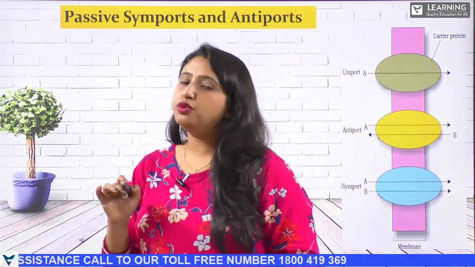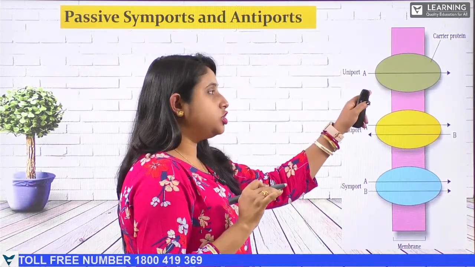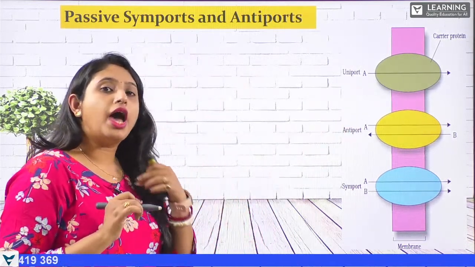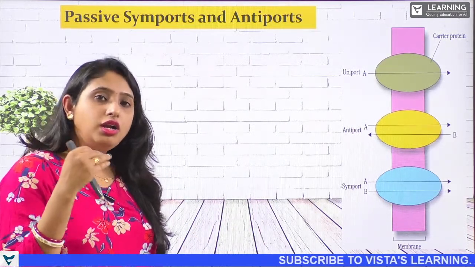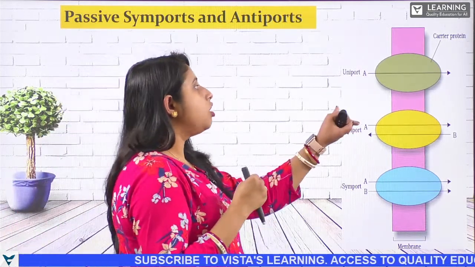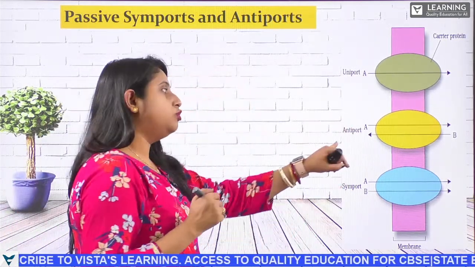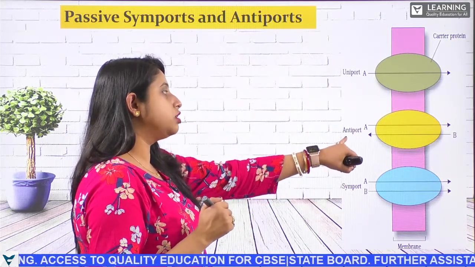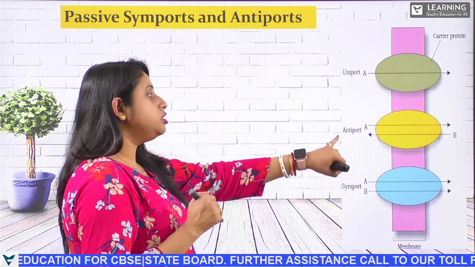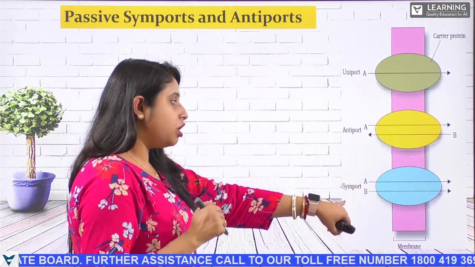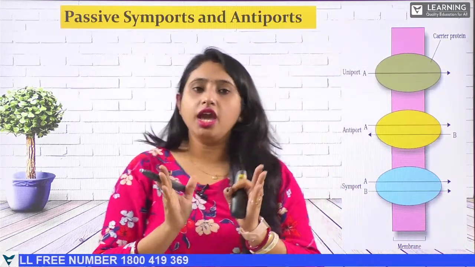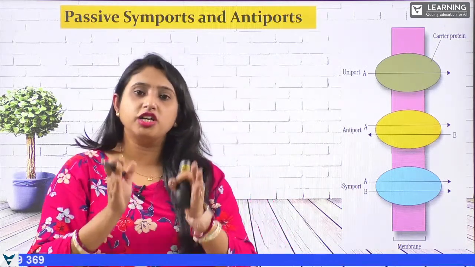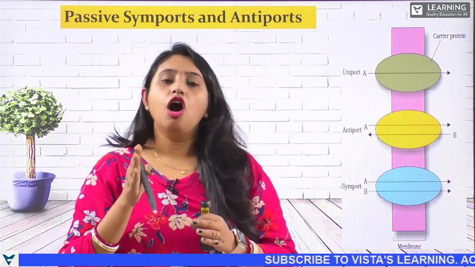So what is this passive symport and antiport? As you can see in this picture, when the molecules are crossing the plasma membrane in one direction, that is called uniport. When the molecules are crossing in the opposite direction, that is called antiport. And when both the molecules, A and D, are crossing in the same direction through the plasma membrane, that is called symport.